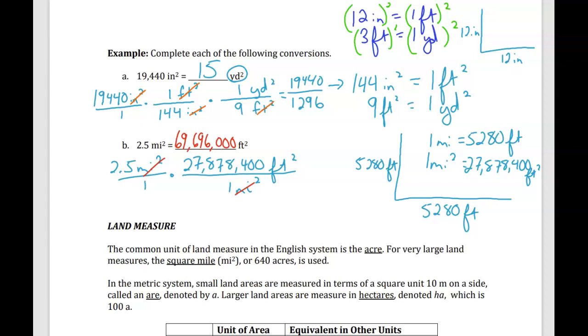You have to remember that if you square your units, you have to square the values as well. Okay? So if you have 1 mile is equal to 5,280 feet, 1 mile squared is equal to that value squared. Okay? You can't just multiply it by the 5,280. You have to multiply it by 5,280 squared. So please be careful about that.